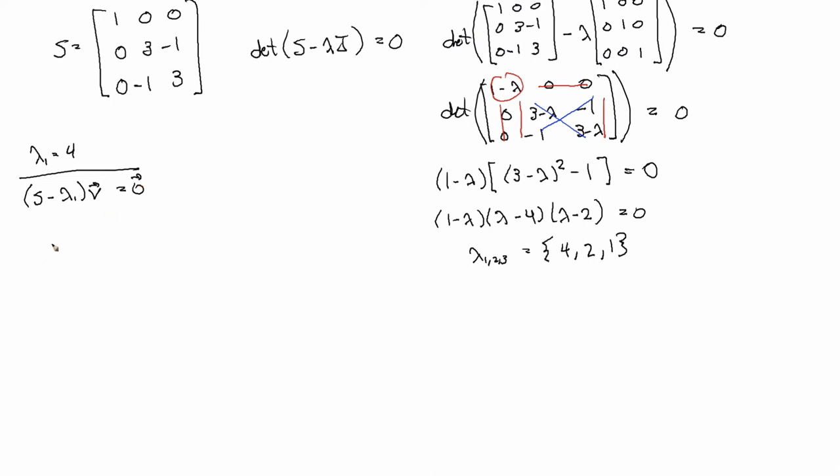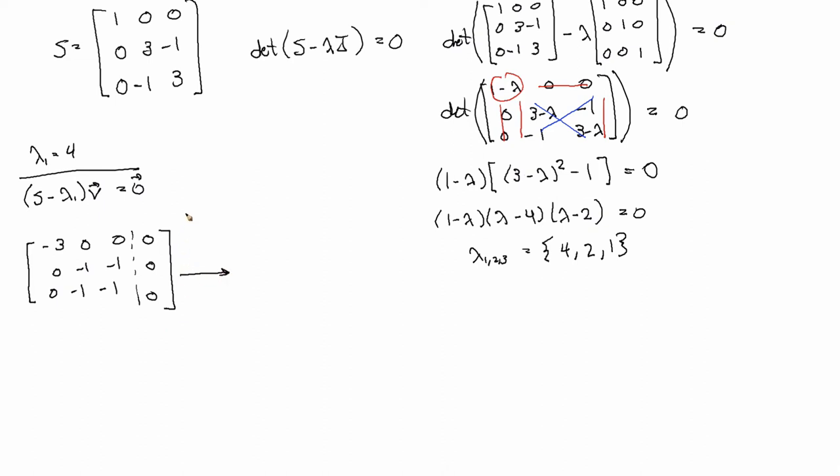So we're going to plug in lambda 1 equals 4. And that gives us minus 3, 0, 0, 0, minus 1. And we'll do our row operations, so we'll augment it with the 0 vector and solve for this guy.